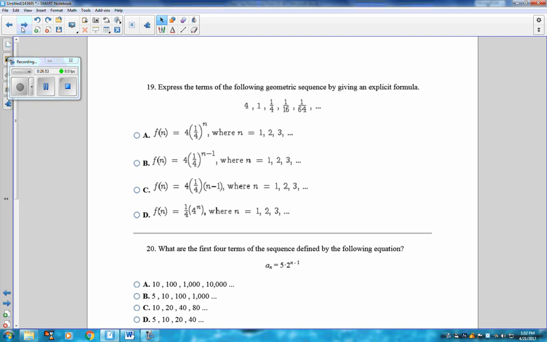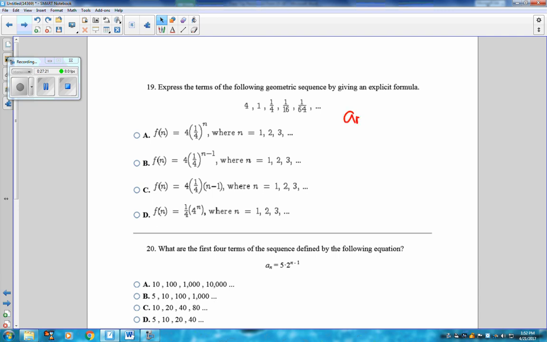4 divided by 1 is 4. So each time I'm dividing the previous number by 4 to get the next one. So 1/4 divided by 4 is 1/16. So yes, this is a geometric sequence.